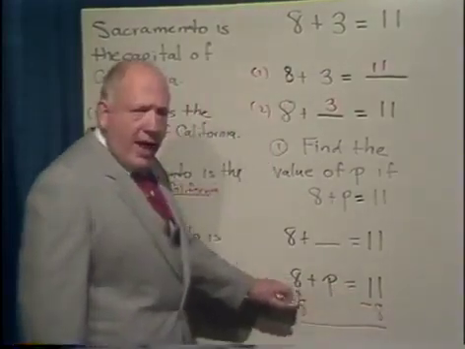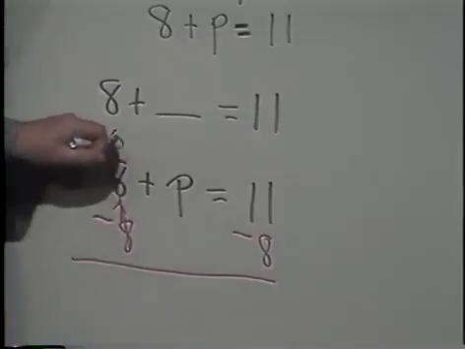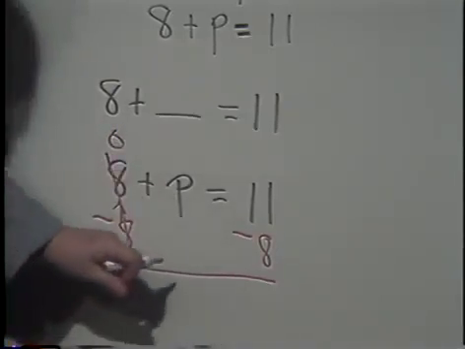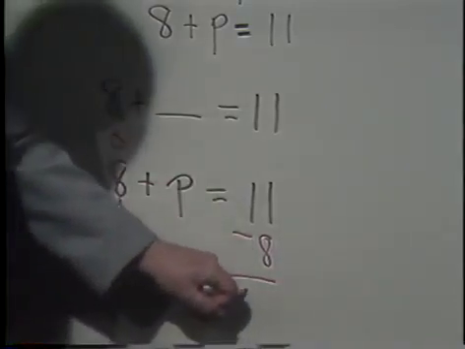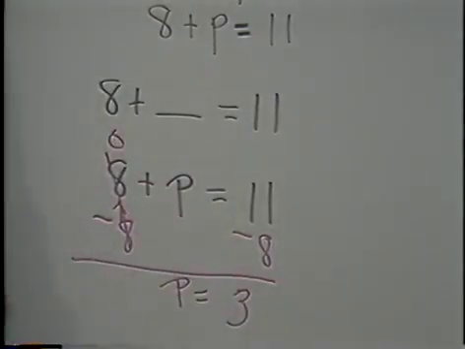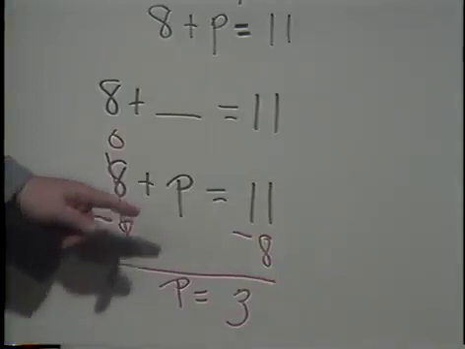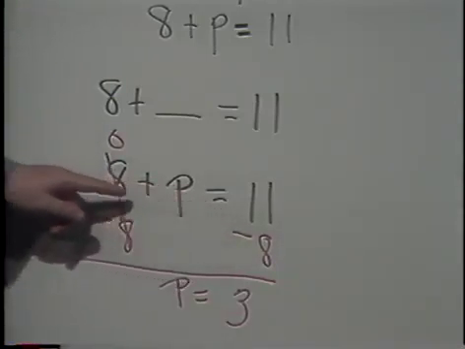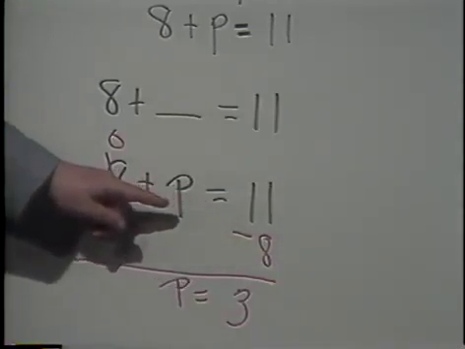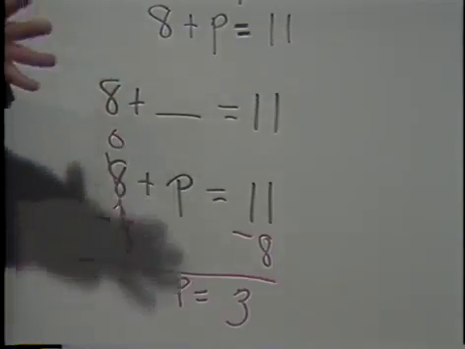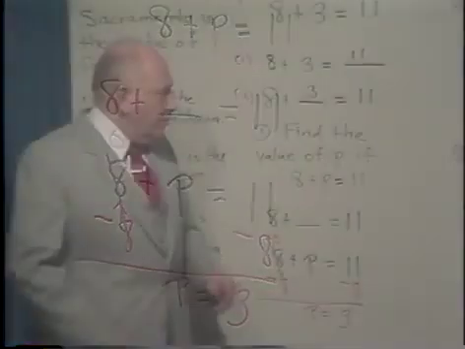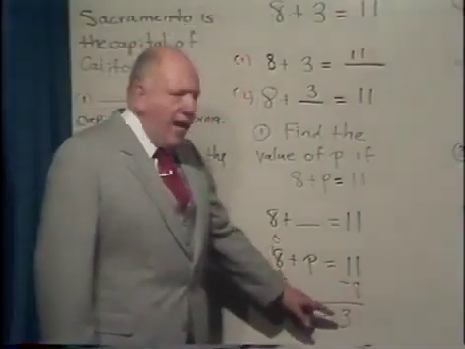Now what happens? 8 minus 8 is 0. 0 plus p is still p. And 11 minus 8 is 3. I don't know if you noticed the mechanical beauty of this, but notice in this particular form, all you had to do was see what you had to do to get p by itself. Whatever you did on one side, you just mechanically did that on the other side of the equal sign, and the answer takes care of itself.